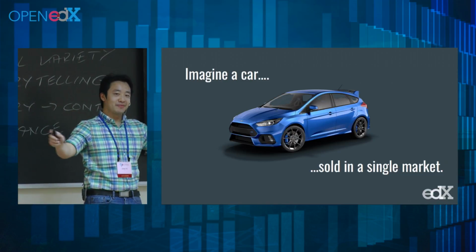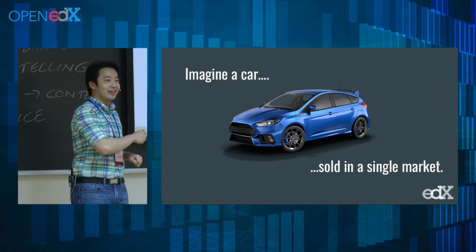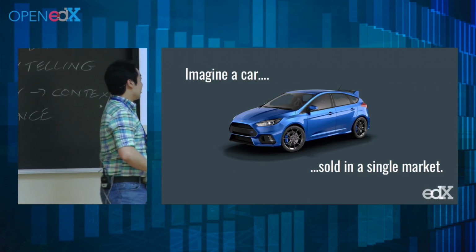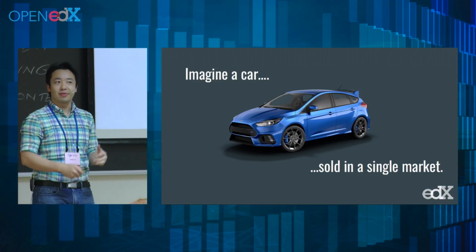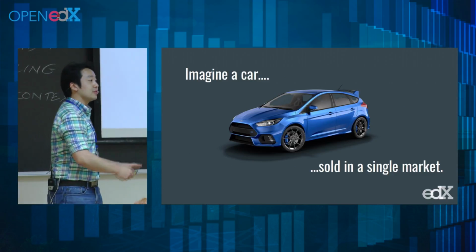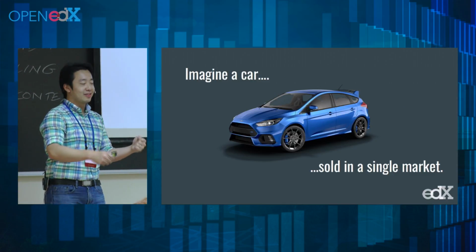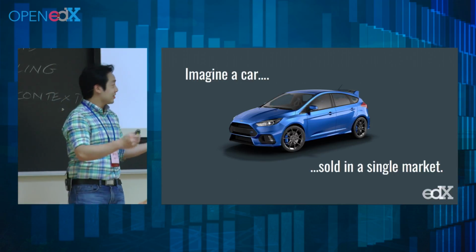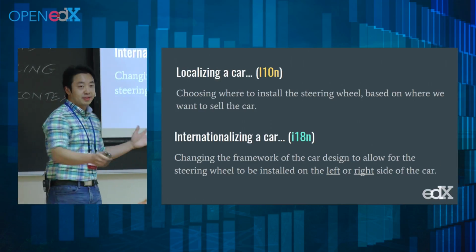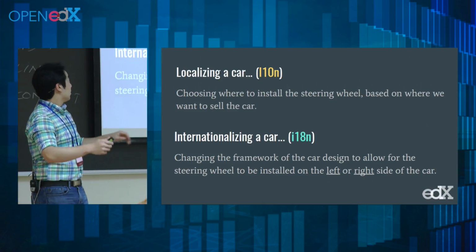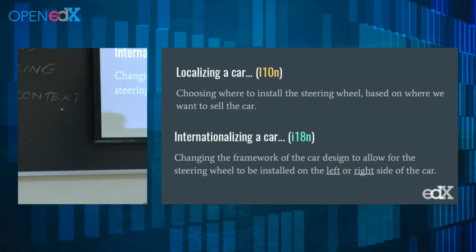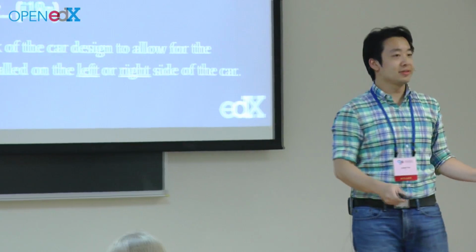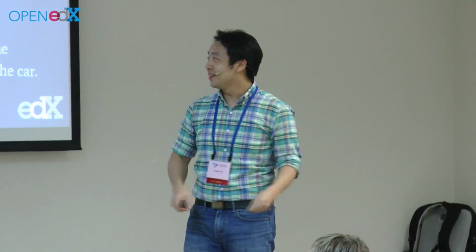So imagine a car. Everybody here has seen a car? Yes? All right. So imagine a car for a single market. Now, for a single market, the driver's side is either on the left or the right side. Take, for instance, the United States. The driver is on the left side. And in the UK, the driver is on the right side. So what does that have to do with localization and internationalization? Localizing a car is choosing which side you're going to put the steering wheel on based on what the market wants. Now, in the UK, that side is the right side. In the US, that side is the left side.